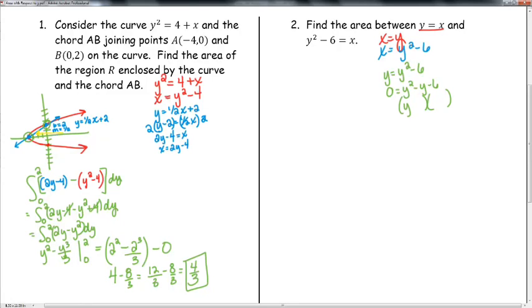So I get y, factors of negative 6 are negative 3 and positive 2, and that allows me to have y is equal to 3, or y is equal to negative 2.